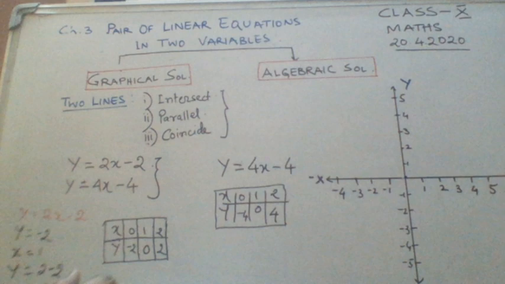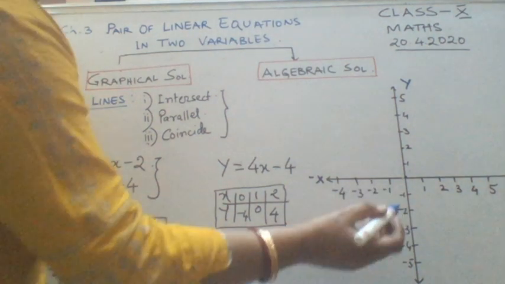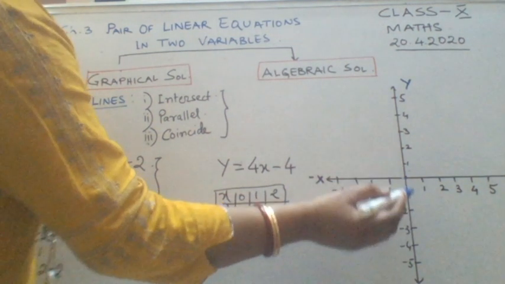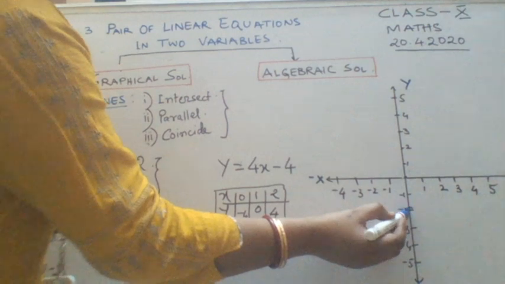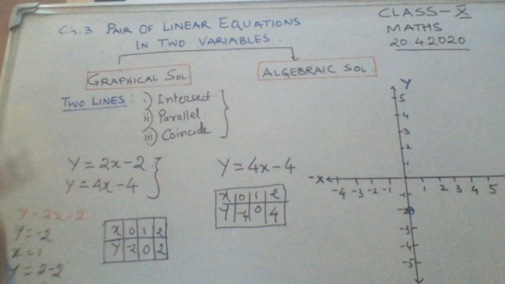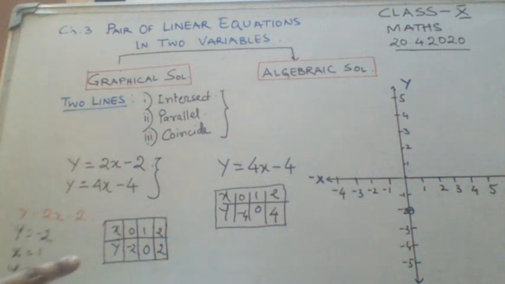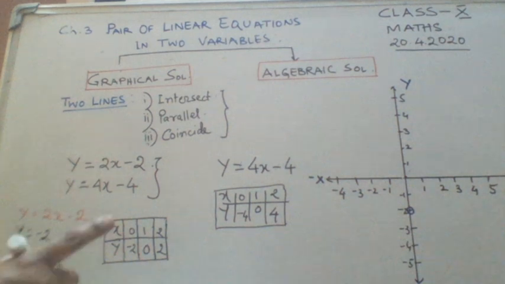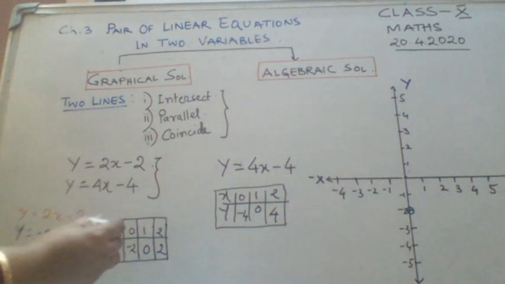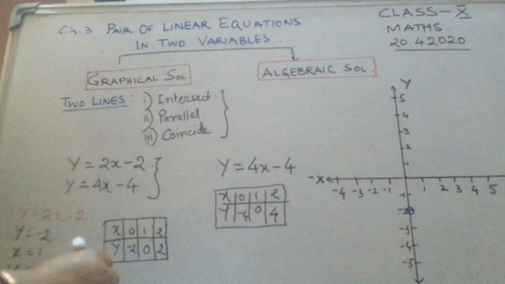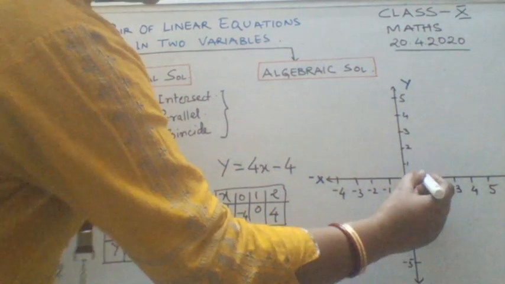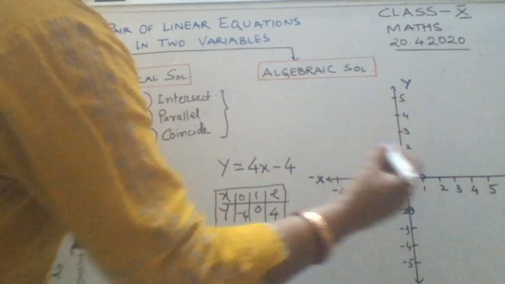Now, x equal to 0, y equal to minus 2. That means this point. Plot this point and encircle it with a sharp pencil. Mind it, you need to have a very sharp pencil. Your graph work should be very neat and clean. Okay, so the other point, x equal to 1, y equal to 0. This point is on the x-axis.